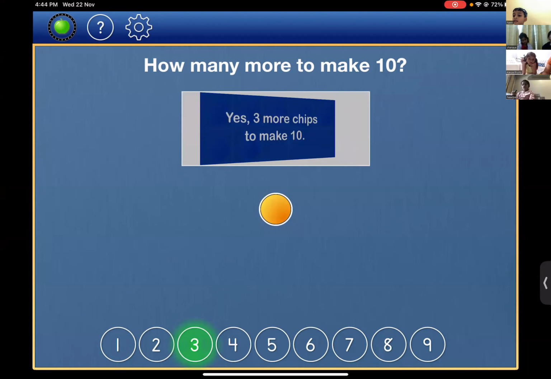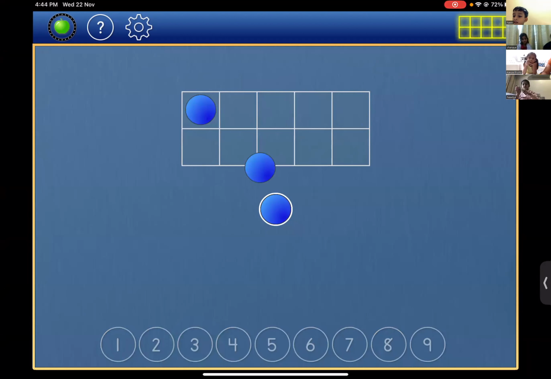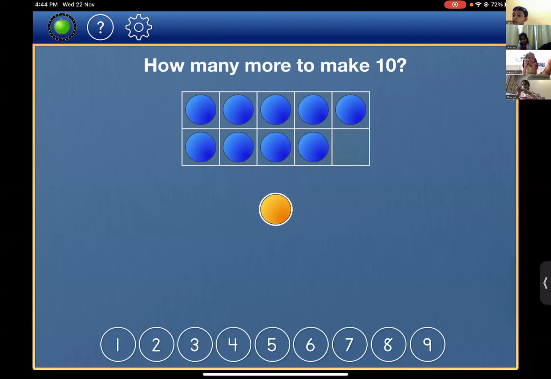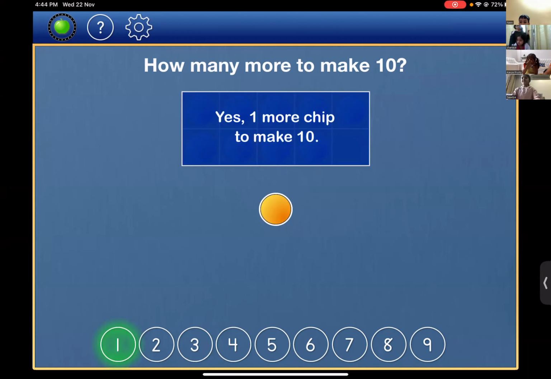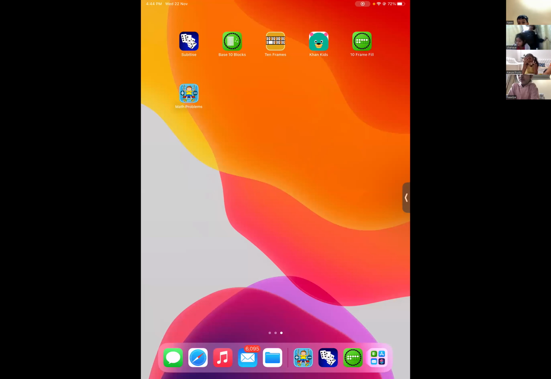Kian, try to read, okay? Start, Kian. How many more to make? So, Kian, how many dots are already there in blue? 9. How many more do you need? 1. So, 9 plus 1 is? 10. Perfect.